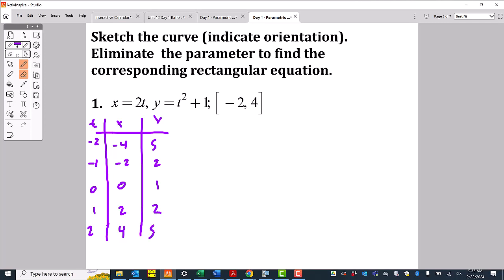And we start to see a pattern. And so we'll jump down to the end of this, which is at 4. That's going to be 8 and 17. All right, so this is our table of values. Now we'll actually plot this and see what actually happens.